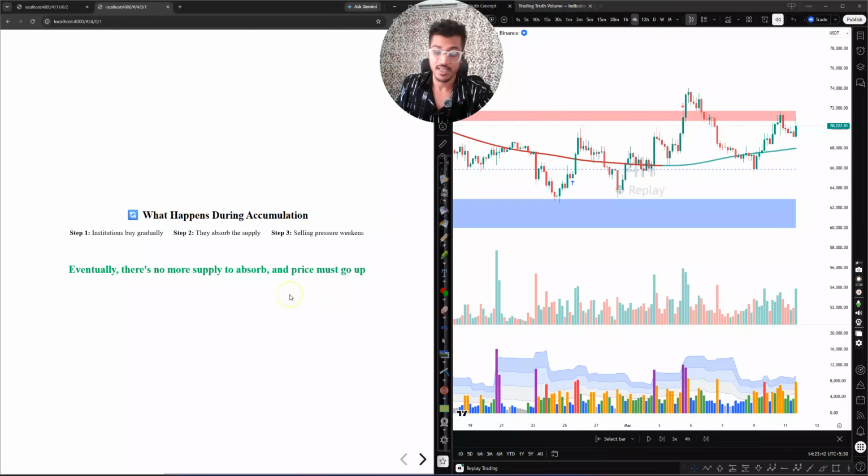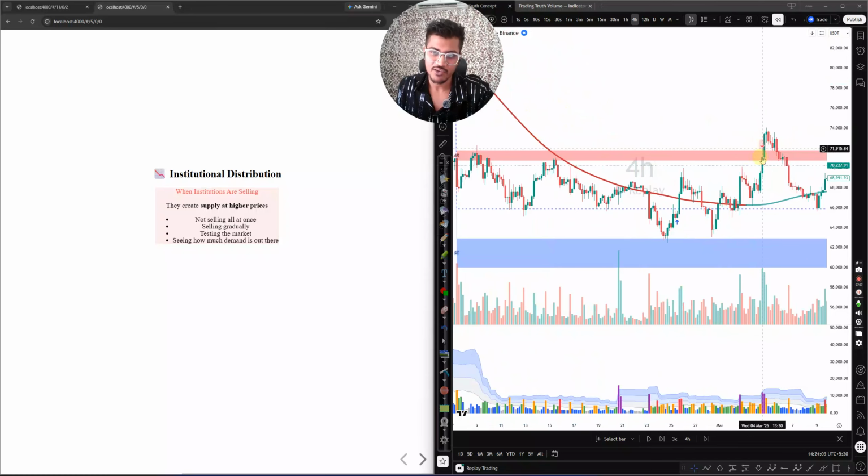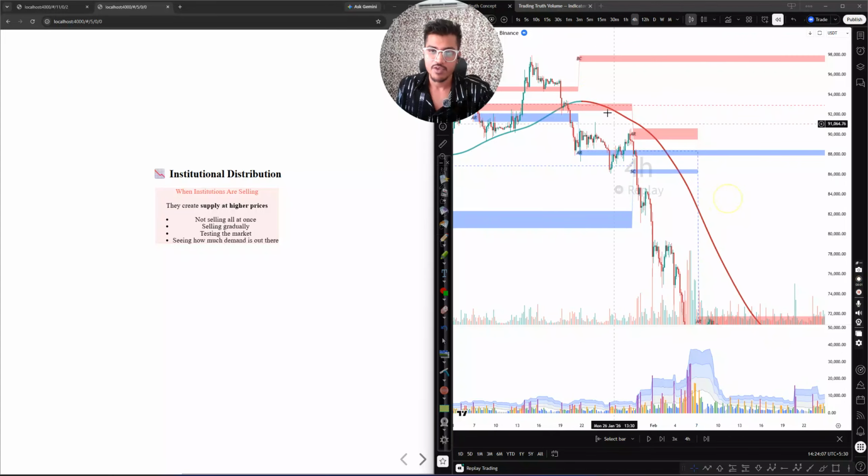Okay, so let's continue. Then comes the topic of institutional distribution. When institutions are selling, they create supply at higher prices. You can actually take it here, this creates supply at higher prices. You can see here.